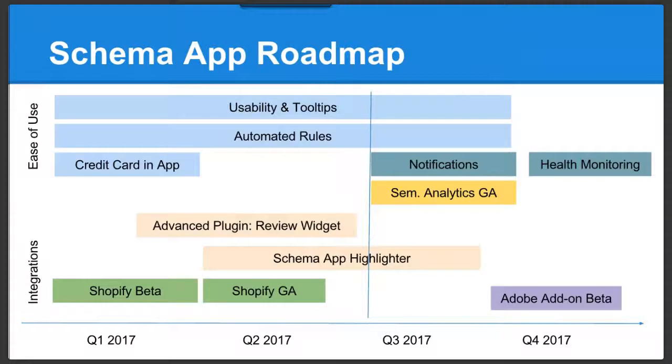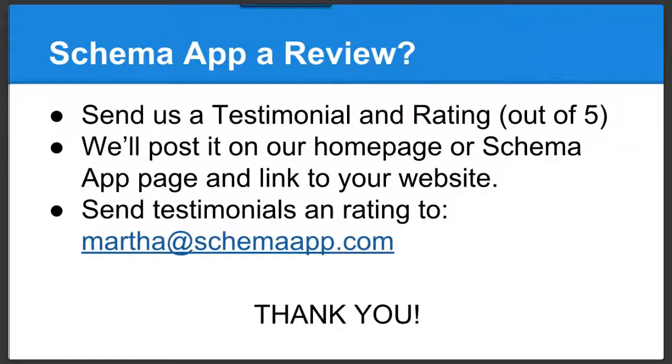Our roadmap just got updated, so you'll see that semantic analytics, notifications, and Adobe and the Schema App highlighter are things that we're all working on right now, as well as continuing to add automated rules and tooltips and usability. If there's something that you think we could do to improve the usability of Schema App, we're all ears. Please don't hesitate to provide us that feedback, and we'll incorporate that in.